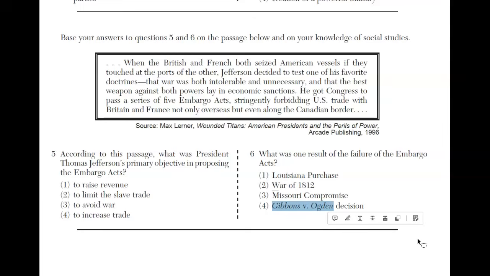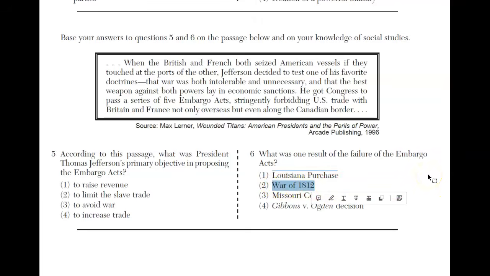And the Supreme Court said, because you're crossing a state line, that ferry boat is engaged in interstate commerce, New York State to New Jersey. New Jersey could not regulate that. Neither could New York. Only the federal government can regulate interstate commerce. So that's what that Supreme Court case was about. It has nothing to do with this. The War of 1812.